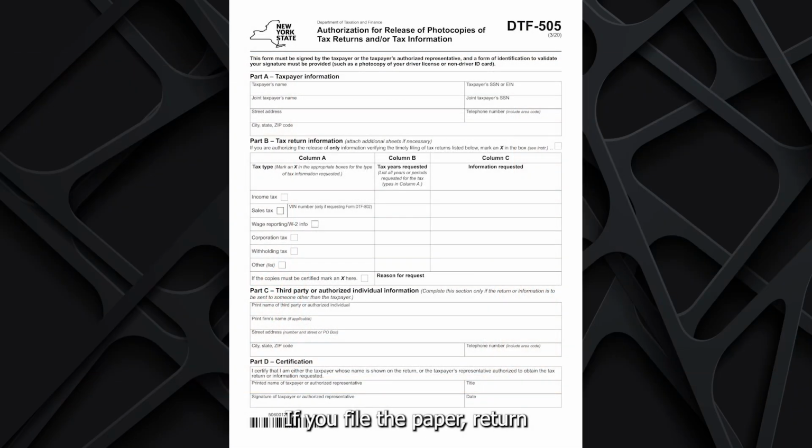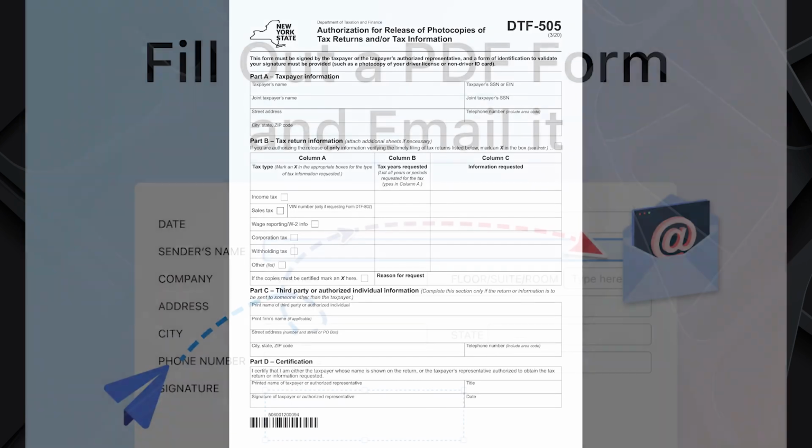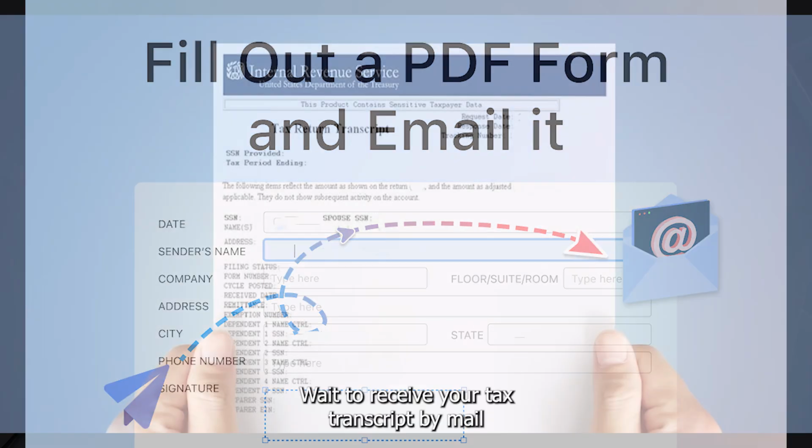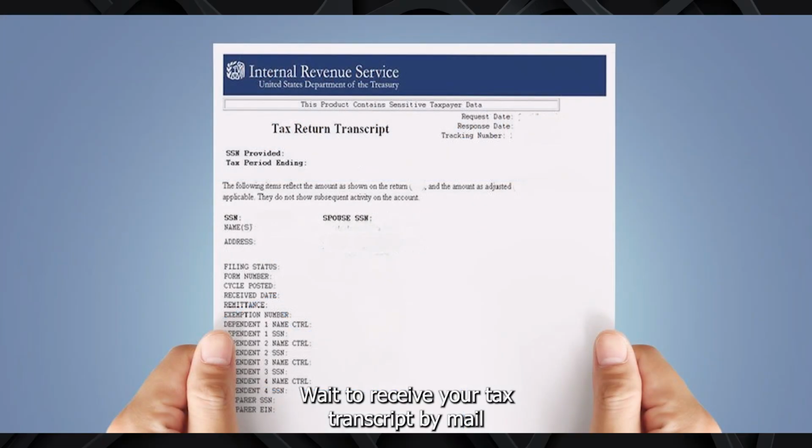If you filed a paper return, complete Form DTF-505. Mail the completed form to the address listed on the form. Wait to receive your tax transcript by mail or check your online account for the download.